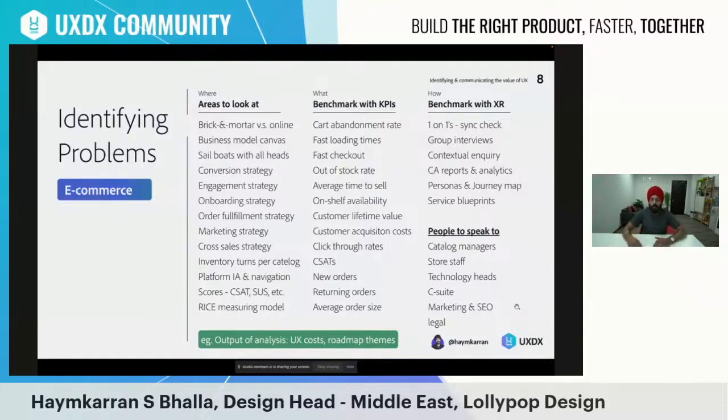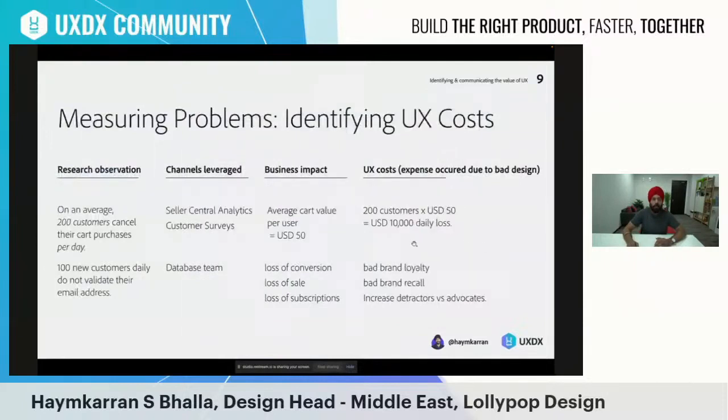On the bottom right, you can look at certain people to speak to. These could be not limited to the ones mentioned here, but this is just a contextual understanding of what to do, how do you identify problems, what areas you look into for a particular space. Let's take the other example, which is the measuring example. I'm just taking one, which is, let's say, UX cost is to be considered.